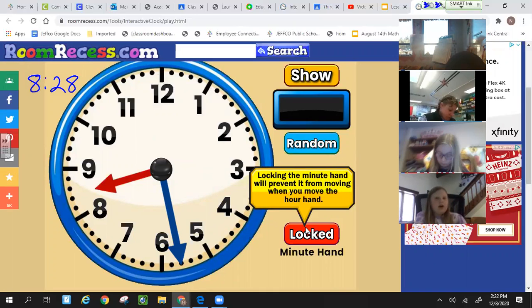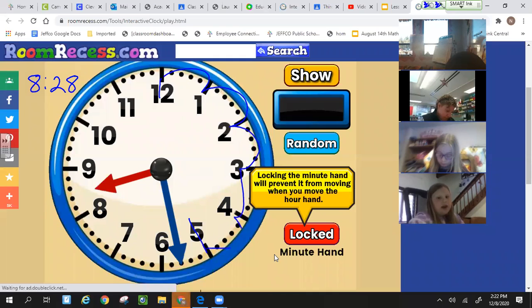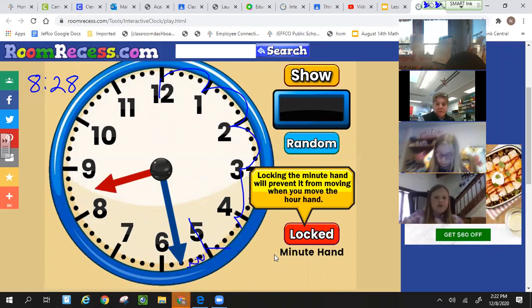Because the 12 means o'clock, and the 1 means 5, and you just keep going. 5, 10, 15, 20, 25. The 6 is 30, but you stop at the 5, and the 5 is 25, so you count 26, 27, 28.